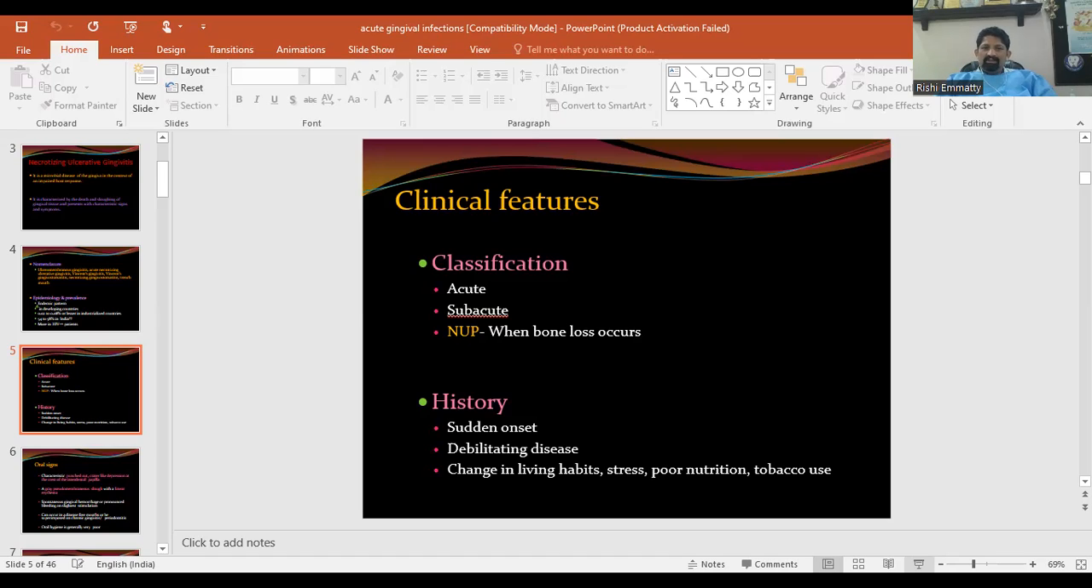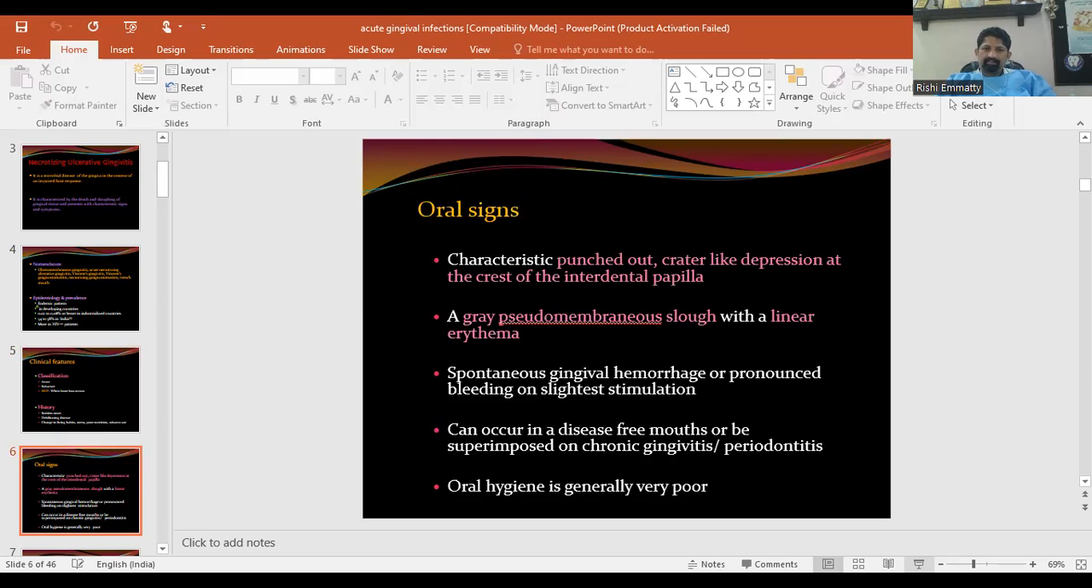The history of NUG is that it is of sudden onset. It is a debilitating disease; the patient will have difficulty in eating or swallowing and things like that. It is mainly seen in patients who have changes in living habits, poor socioeconomic status or poor nutrition, patients under stress, or patients with severe tobacco usage like pan, and even smokers. But mainly it is poor nutrition, so it is mainly associated with poor socioeconomic status.